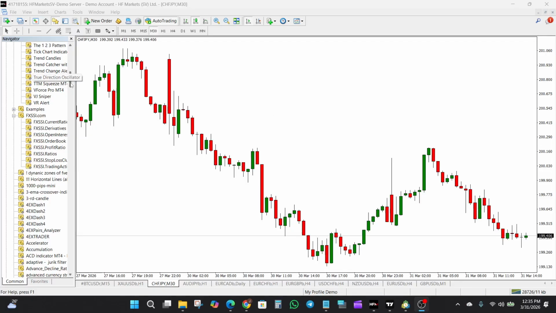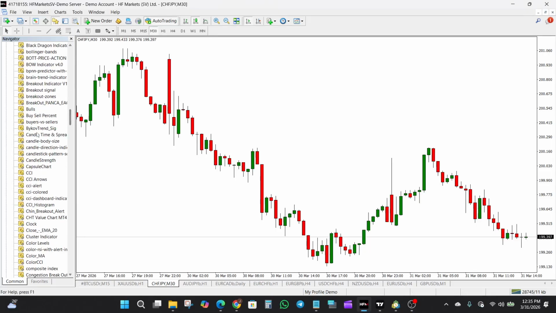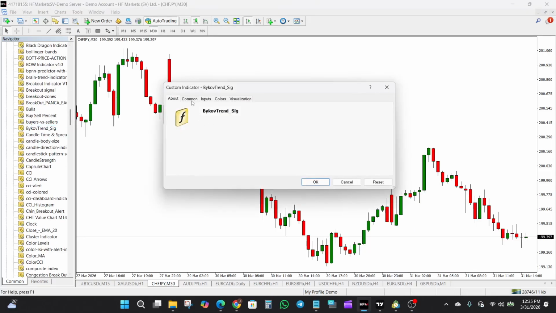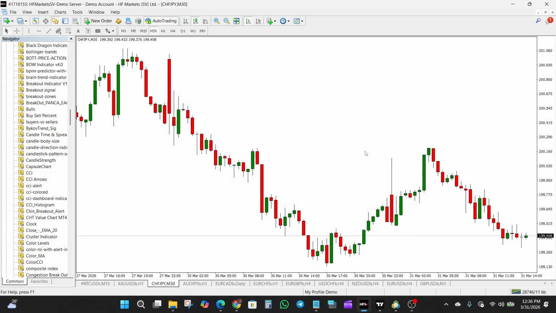All right, so let us start by adding the indicator to the chart. Here we go, just drag and drop, ensure that the allow DLL imports box is checked. As for the input settings, we have the risk, the SSP, count bars, and alert delay in seconds. Feel free to modify the values according to your taste.